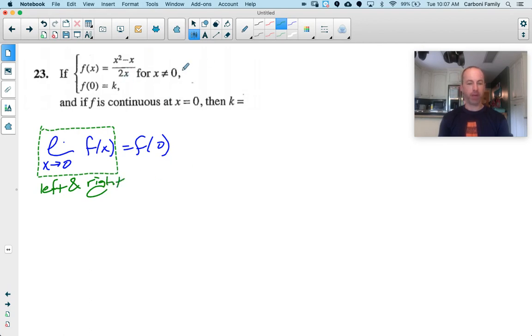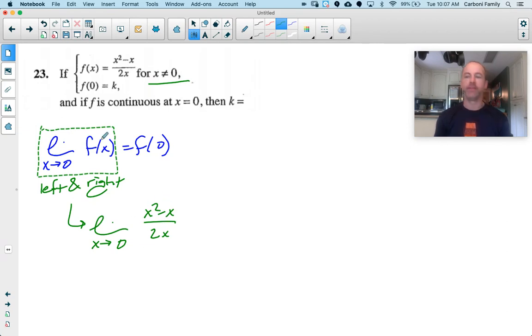Do remember that if you are approaching 0, you're concerned about the left and right sides. For this problem, the left and right of 0 would be any values not equal to 0, so we're going to use that top piece. So we're going to find the limit as x approaches 0 of this function, x squared minus x over 2x.